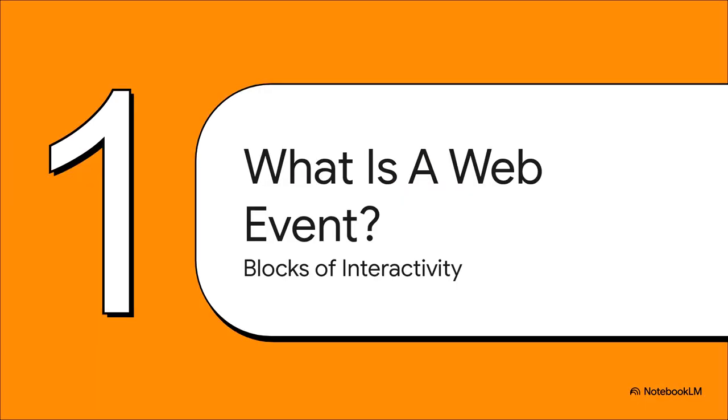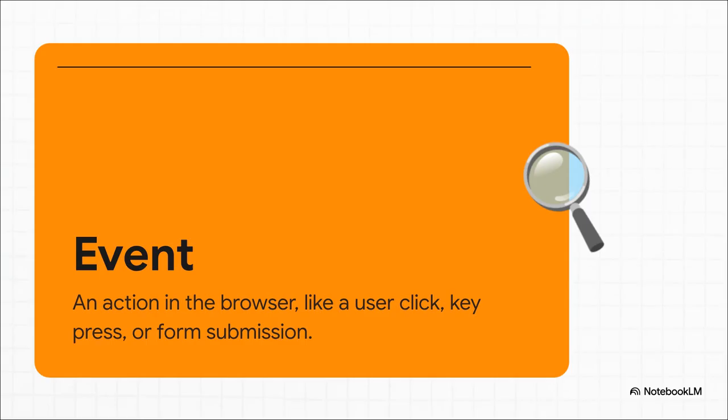Okay, first things first. Let's lock down the most fundamental piece of the puzzle, the building block for all user interaction on the web. The best way to think of an event is just as a notification. The browser is constantly shouting out these little messages, like, hey, the user just clicked this button over here, or, whoa, someone's typing in this search box. These are the exact signals our JavaScript code is waiting to hear, so it can spring into action.